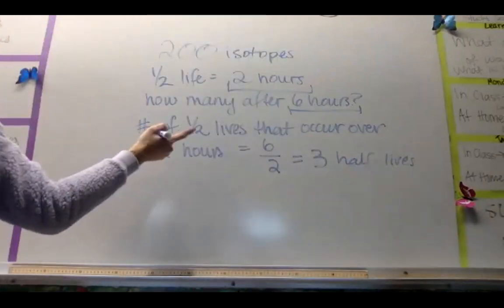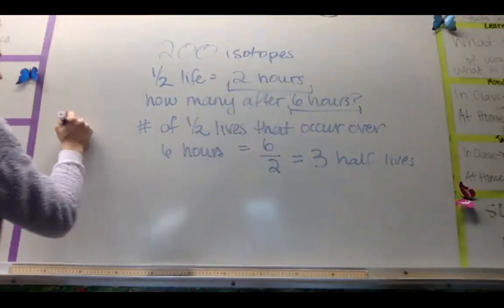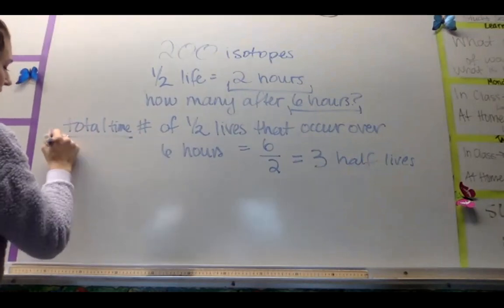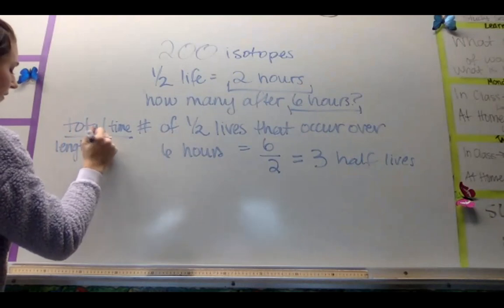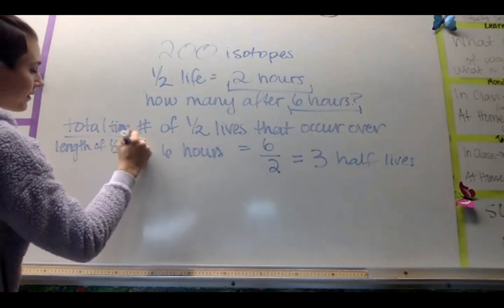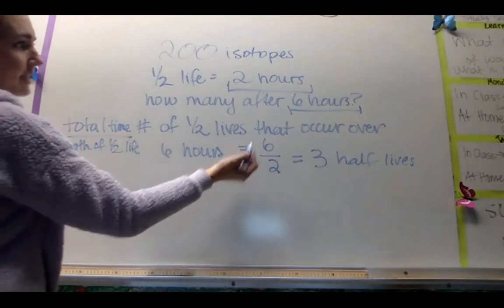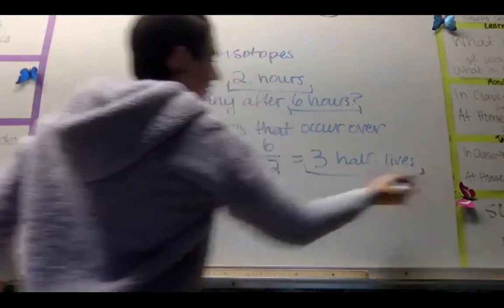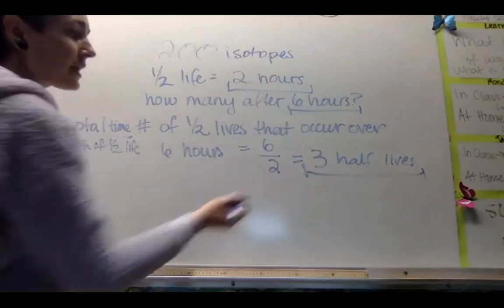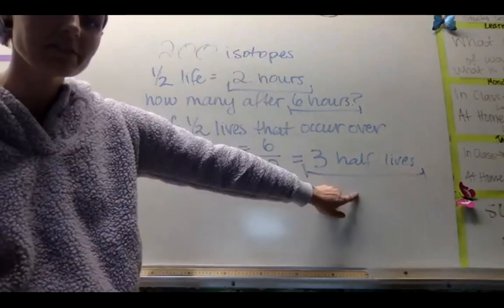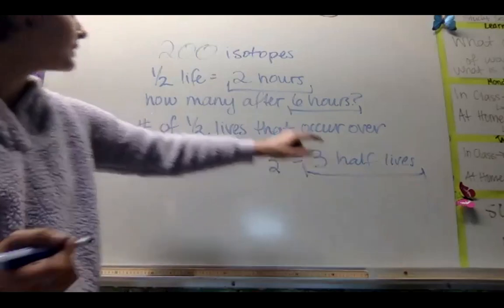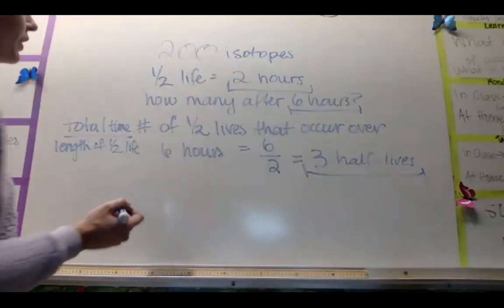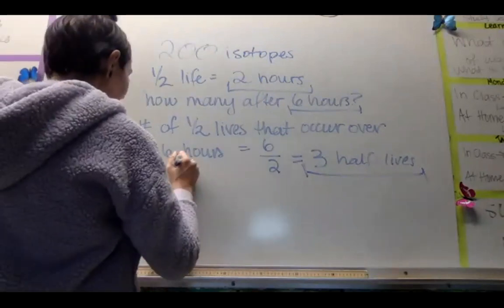Once again, to find the number of half-lives that occur, it's the total time divided by the length of the half-life. In this case, it's 6 hours divided by 2 hours, which means 3 half-lives occur. Once I find out how many half-lives have happened, that tells me how many times to cut this number in half.